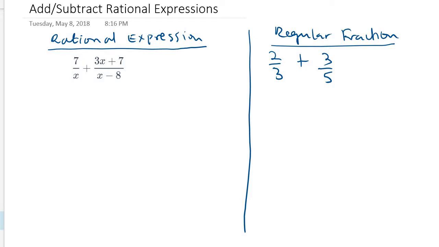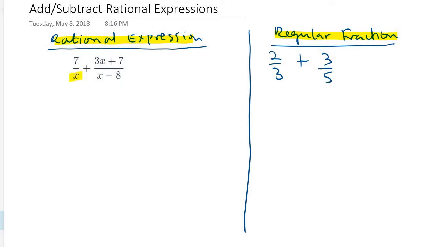In this video, I'll be showing you how to add and subtract rational expressions. First, I wanted to compare the regular fraction with rational expression. On the left side, I have the rational expressions. On the right side, I have regular fractions. Now, the difference between them is just because we have variables at the denominator.